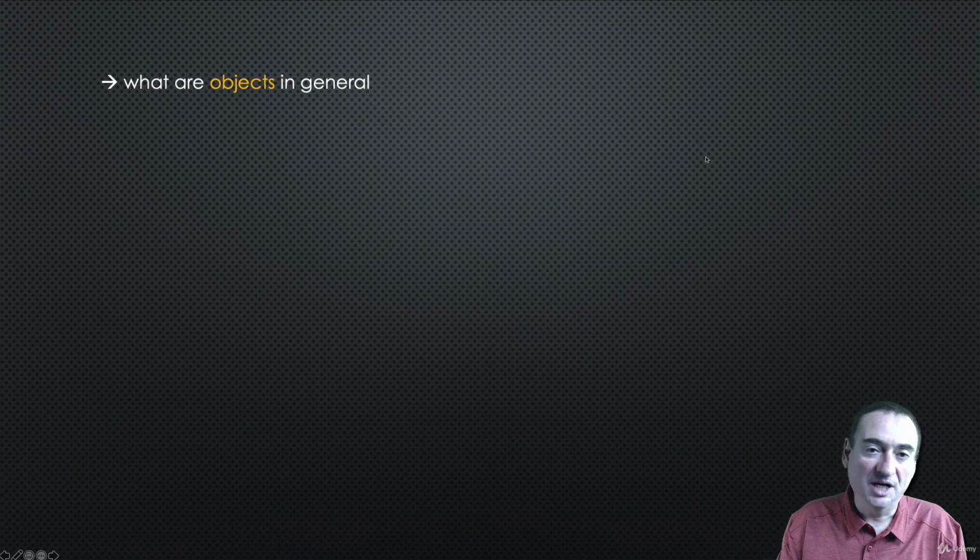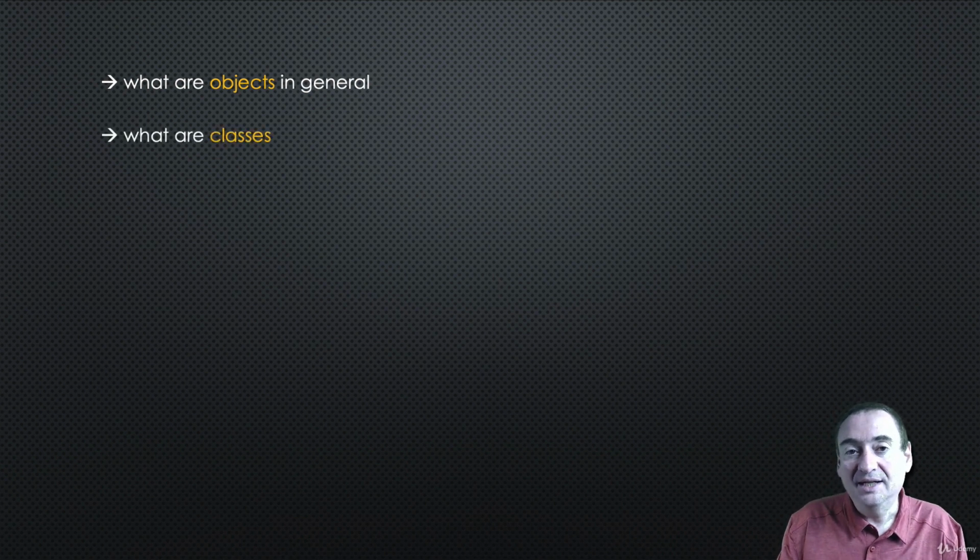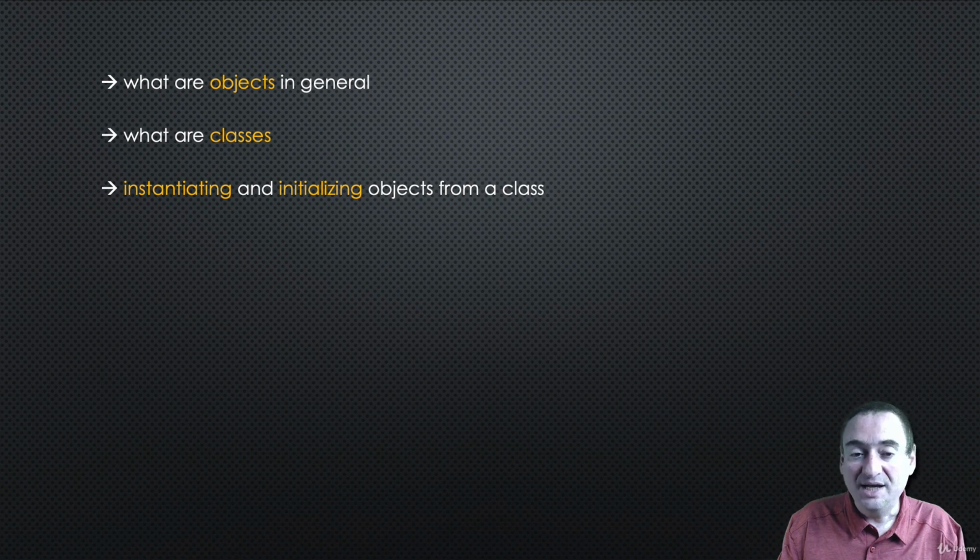So we're going to talk about objects in general first, just objects in Python, and also just in general object-oriented programming. What are objects? And then we will look at what classes are and how these relate to objects when we're writing code. So we'll take a look at how we can instantiate and initialize objects given a class.